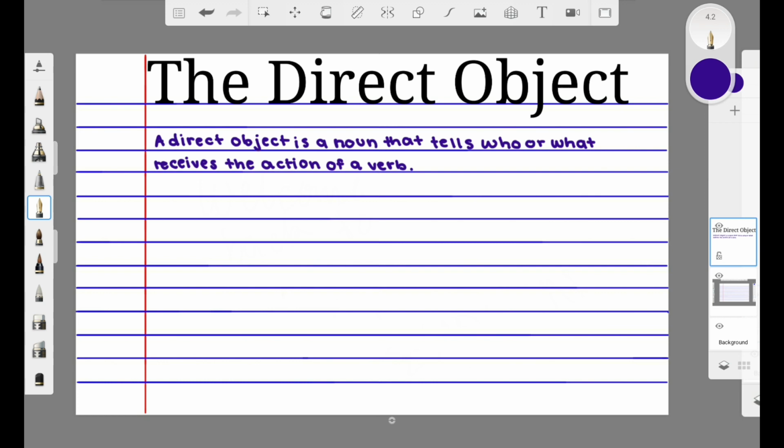So, if we have a sentence like, they took it. So, the verb is took, the subject is who took, and the direct object is took what. So, what did they take? They took it. It is the direct object. It answers the question, who or what? Who did they take? Or what did they take? They took it.